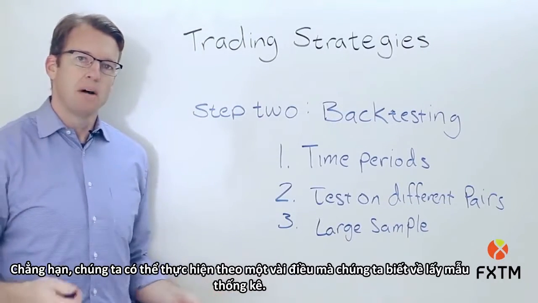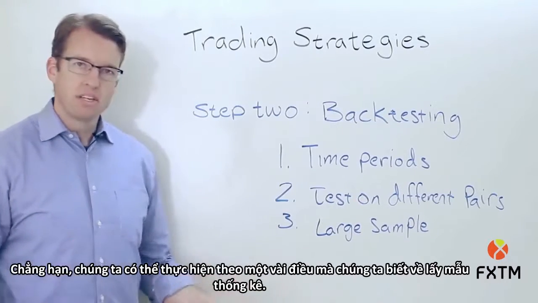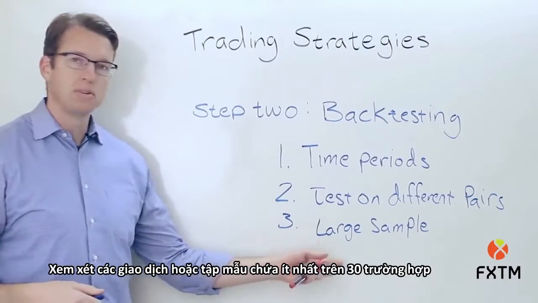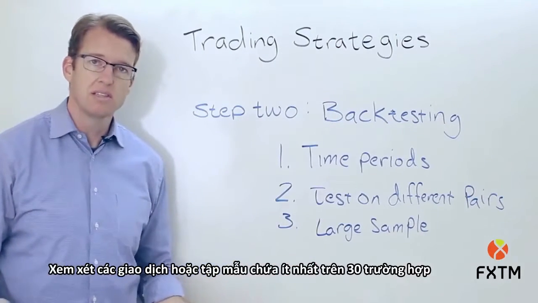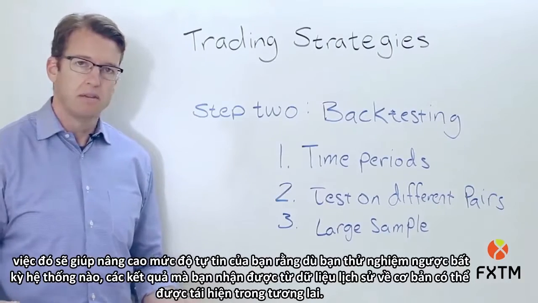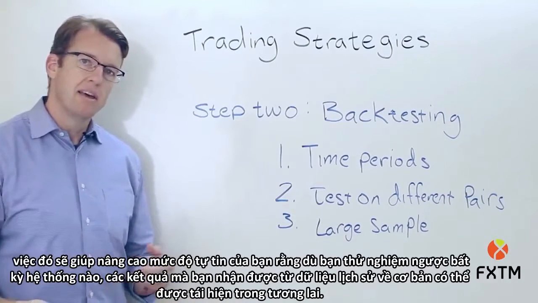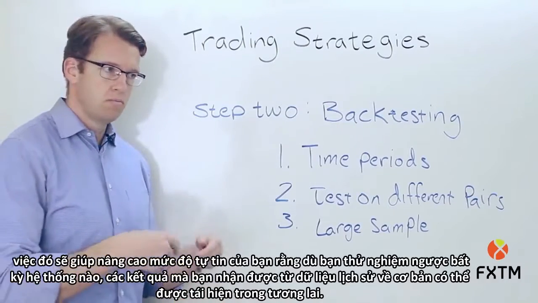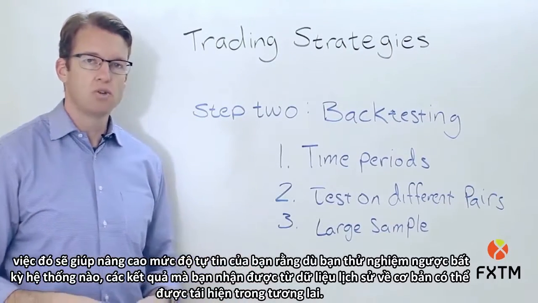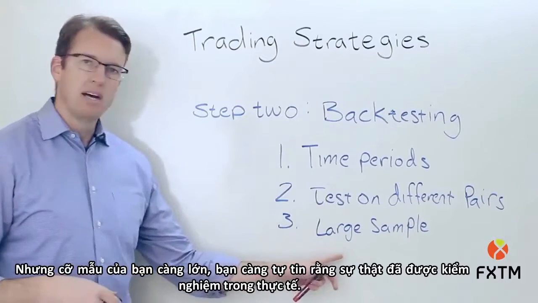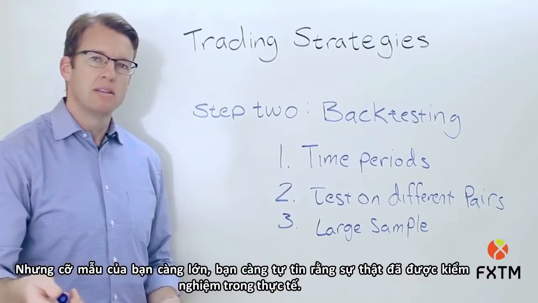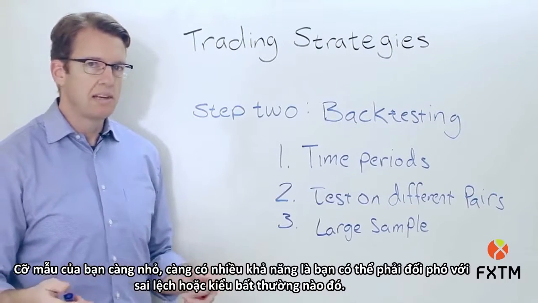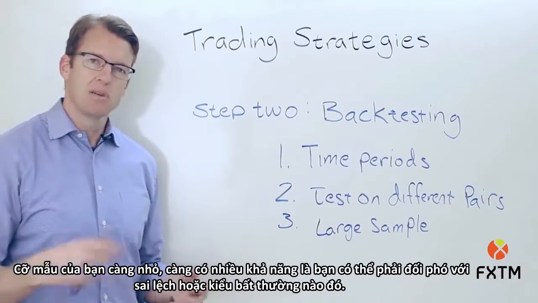So, for example, we might defer to some of the traditional things that we know about statistical sampling. Looking at a sample set of at least more than 30 instances is going to help improve your confidence level that the results you're getting from historical data, whatever system you're backtesting, are likely to be replicated into the future. But the larger your sample size is, the more confident you can be that that is in fact going to be the case. The smaller your sample size is, the more likely it is you may be dealing with an outlier or some kind of an anomaly.